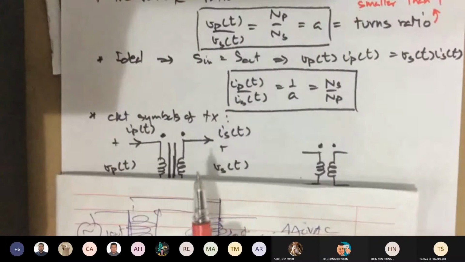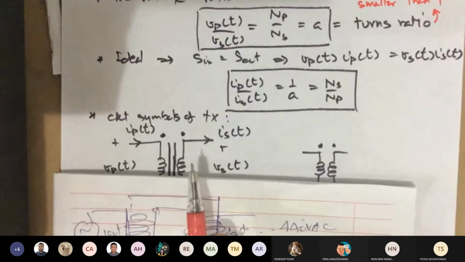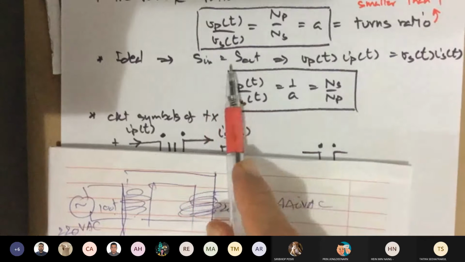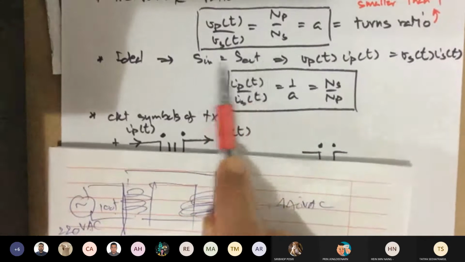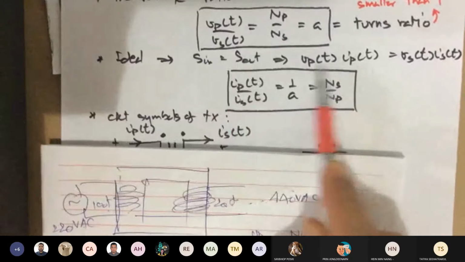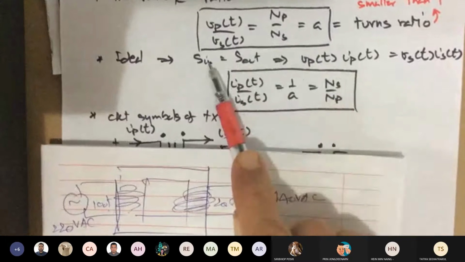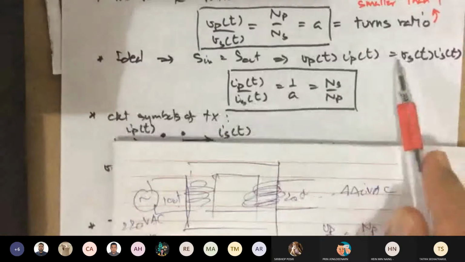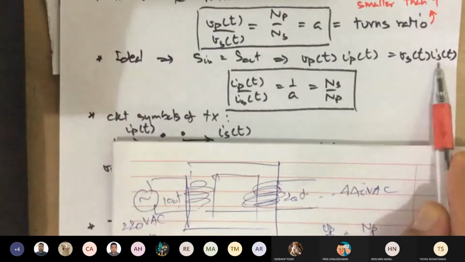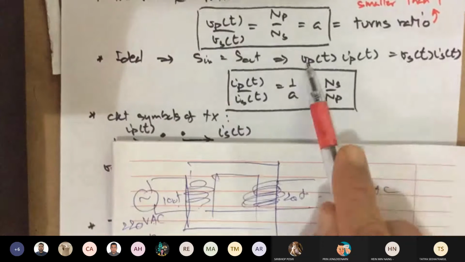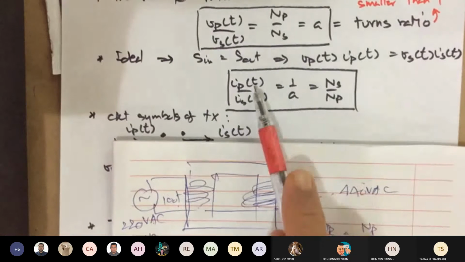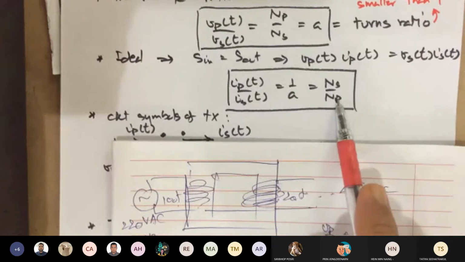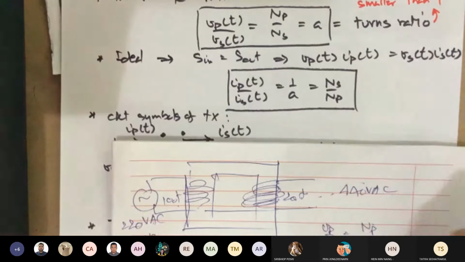And again, because we're dealing with the ideal transformer, everything is the same, no loss. So S in, the apparent power on the input, has to equal that of the output. If the apparent power is the same, then VP IP, voltage times current, on the primary, which is the input side, must equal that of the secondary, which is VS IS. And if you use this relationship, VP over VS, you can find the current ratio. IP over IS is 1 over A, which is N sub S over N sub P.